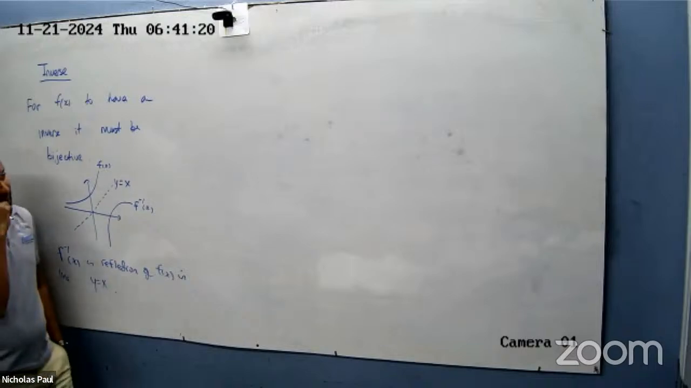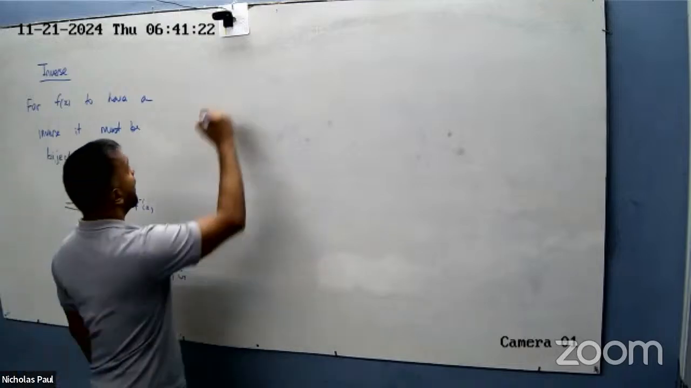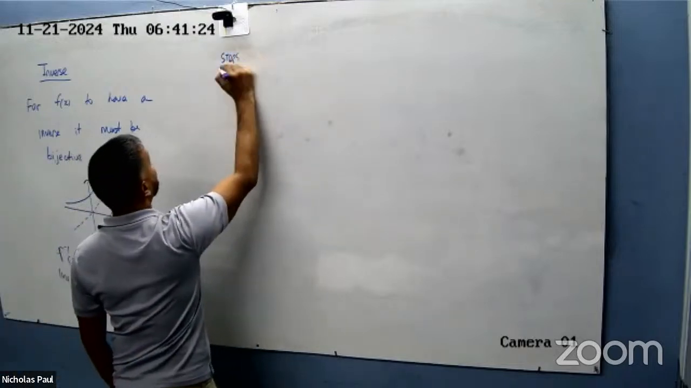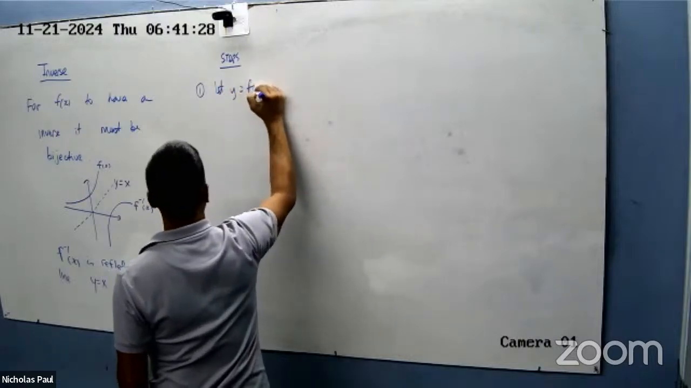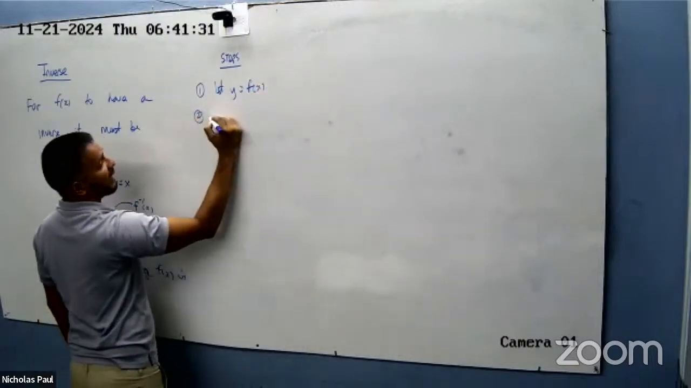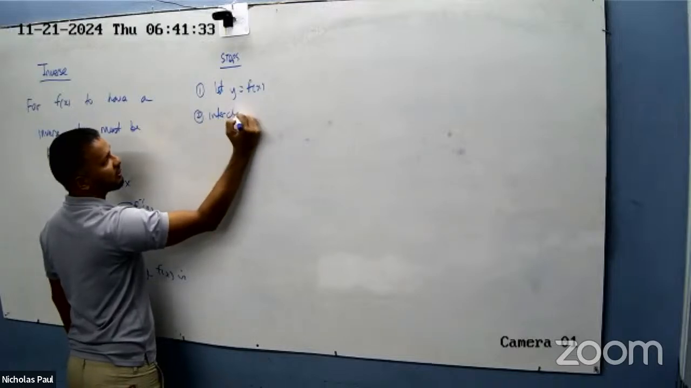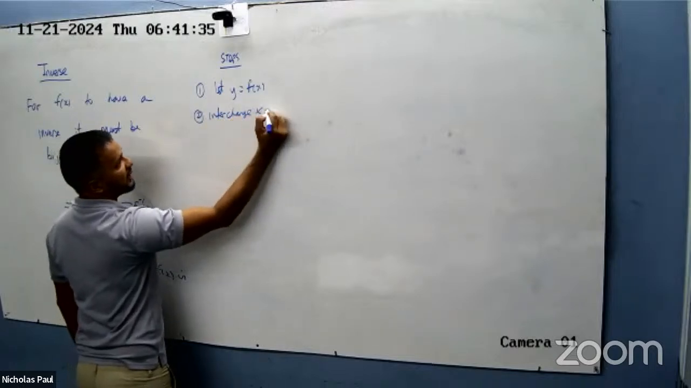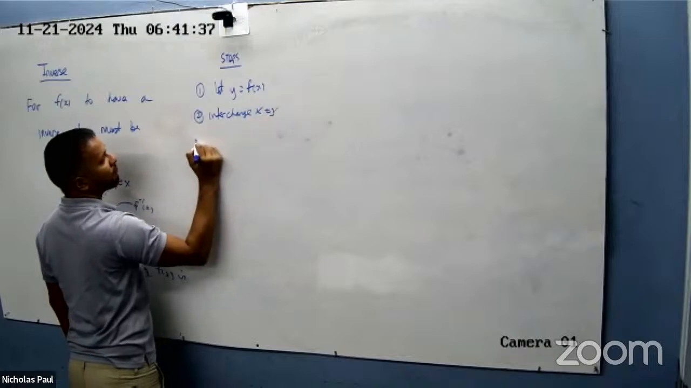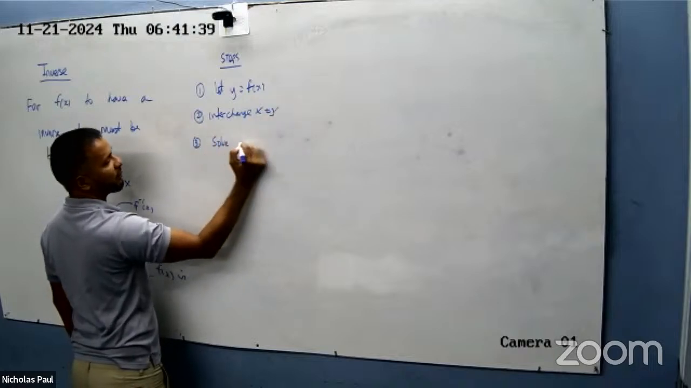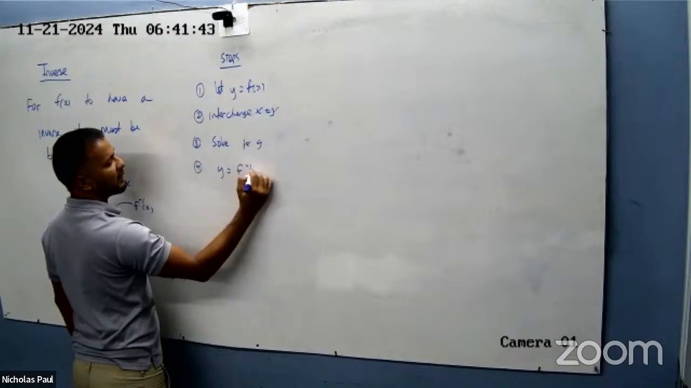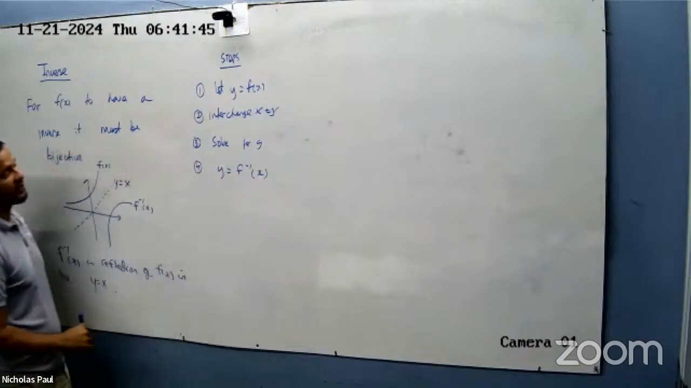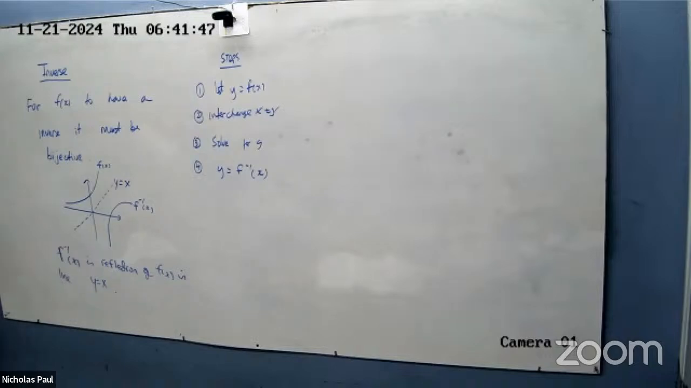All right, there's something important for you to remember. What are the steps again to find the inverse? Let y equal f of x, then interchange x and y, then make y the subject. Solve for y, and then take that y and make it equal to f inverse x.